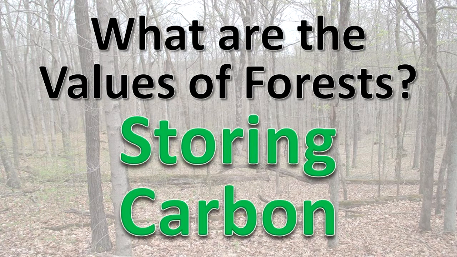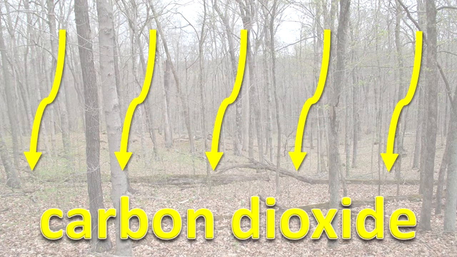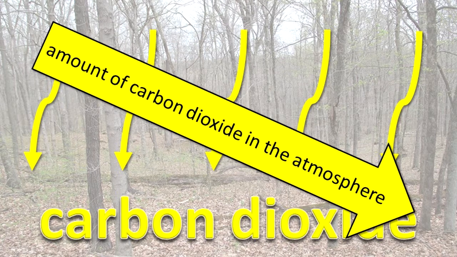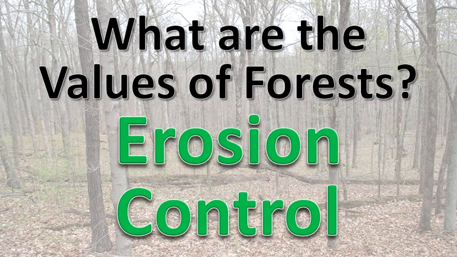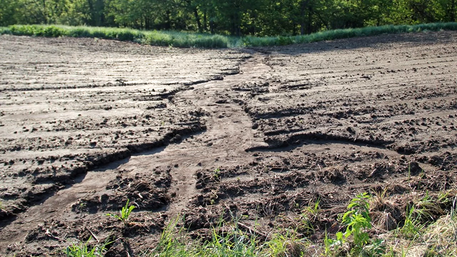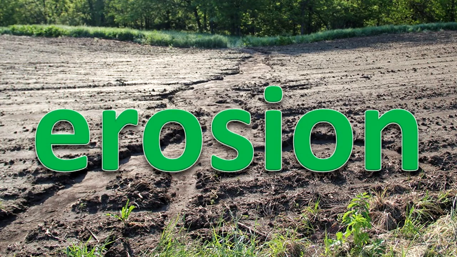Storing carbon. Forests take in more carbon dioxide from the atmosphere than any other ecosystem. This transformation of carbon dioxide to wood helps reduce the buildup of carbon dioxide in the atmosphere. Erosion control. Rainfall on unprotected soil can lead to the removal of soil particles and water runoff, causing erosion and moving those soil particles to places where they are not wanted.